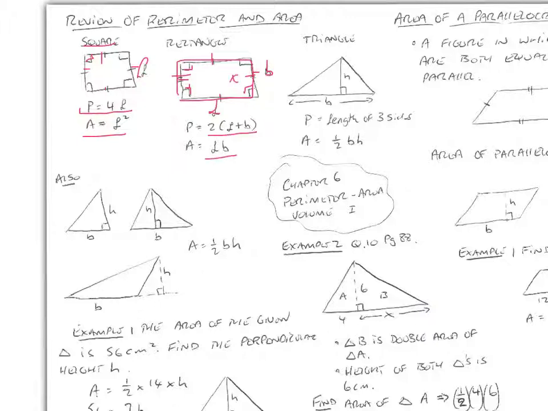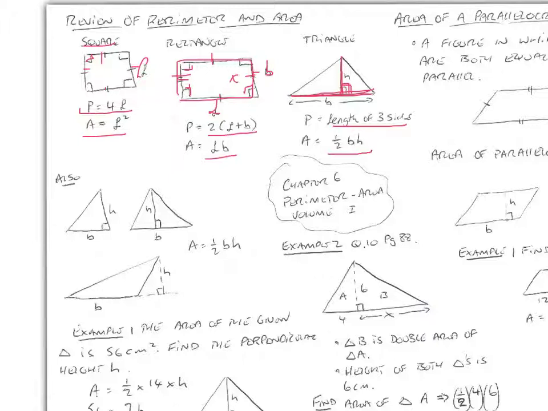Here's the triangle of base B and height H, which is perpendicular to the base B. The perimeter is the length of the 3 sides, and the area of that triangle is found by multiplying half the base by the height that's at a right angle or perpendicular to the base you choose.